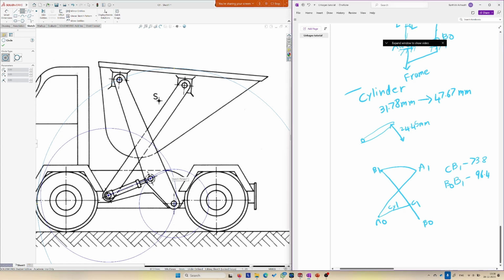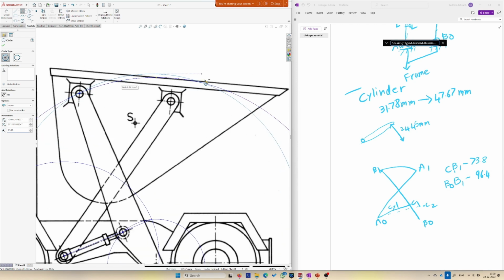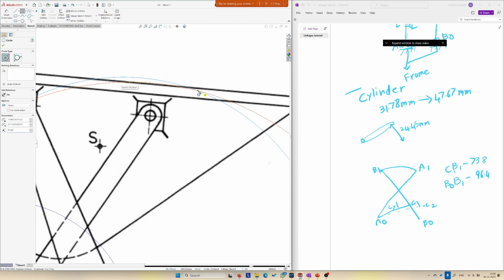Let's say C1 and then C2. So from the C2 point I am taking the radius. Radius is 73.8. And you can see there are two intersections. One is on the left side and the other one is on the right side. If you are going to push this cylinder outwards, this bar is definitely going to move to the right side. So we will use this intersection point. Clear?